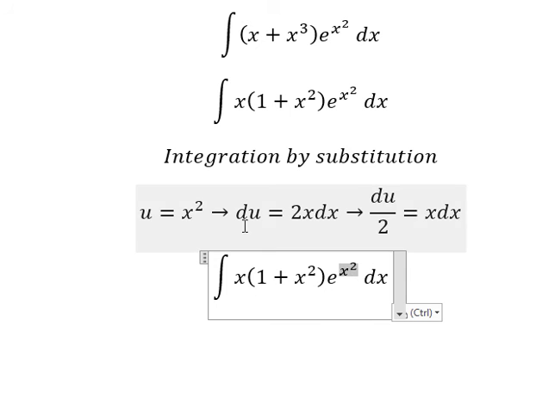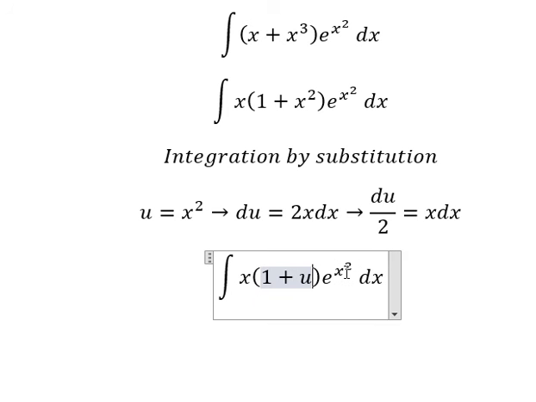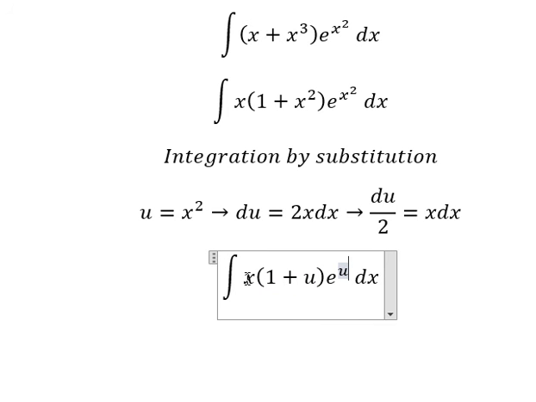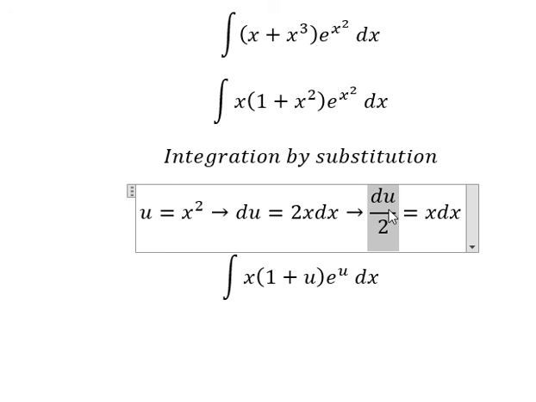This one we change by u. Similar for this one. And s ds we change by this one.